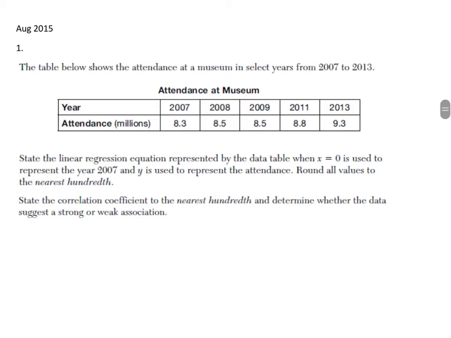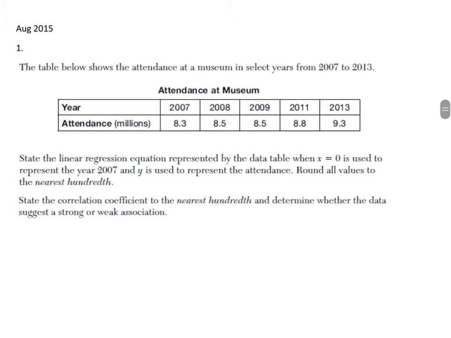Alright, so we have this question. The table below shows the attendance at a museum in select years from 2007 to 2013, and the attendance at the museum is shown in the chart. State the linear regression equation represented by the data table when x is equal to 0 is used to represent the year 2007, and y is used to represent the attendance. Round all your values to the nearest hundredth.